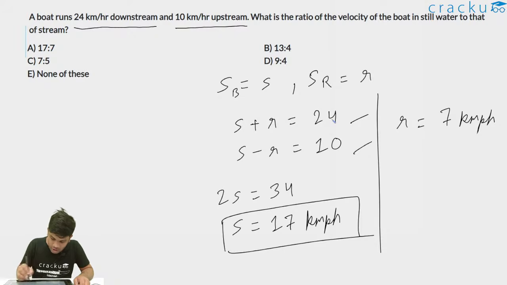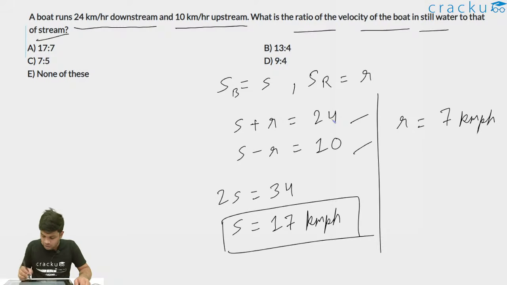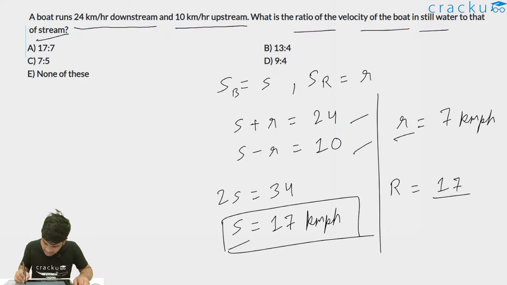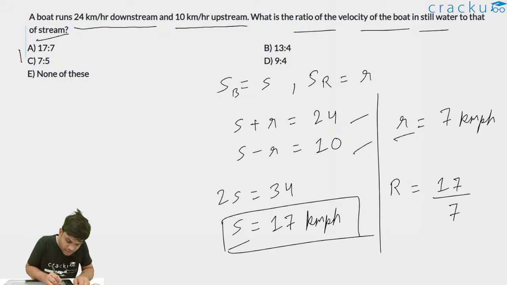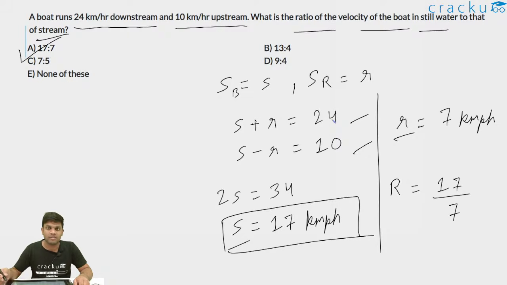Okay. We have to find the ratio of the velocity of this boat in still water to that of the stream. So that means we have to find the ratio of s to r. So the ratio is 17 by 7, which is equal to option number A, 17 is to 7.